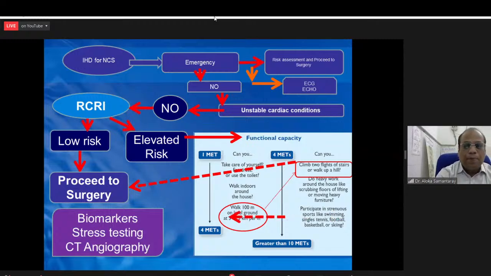But if the patient is in the lower functional status group, that means he is not able to meet or exceed 4 MET, then probably we need to go for different biomarkers, stress testing, or going for a CT angiography.